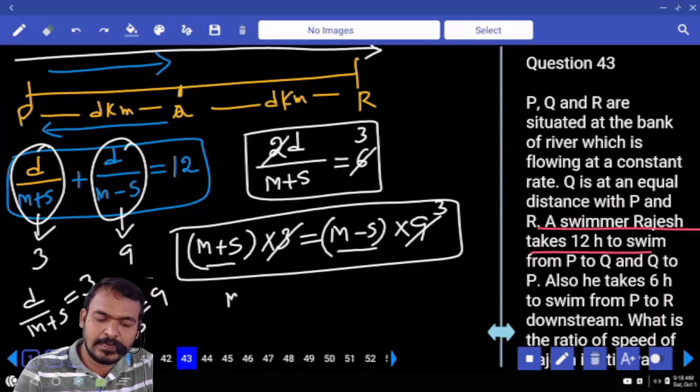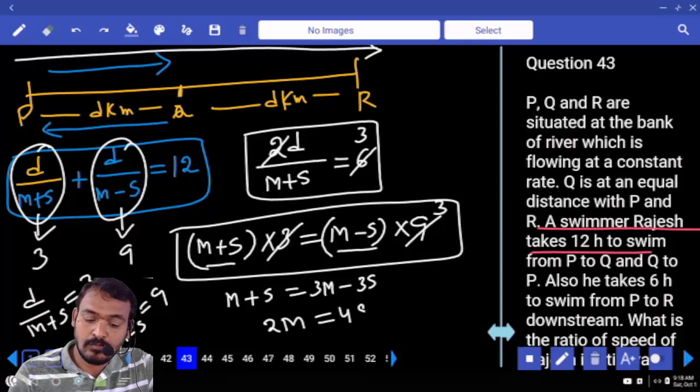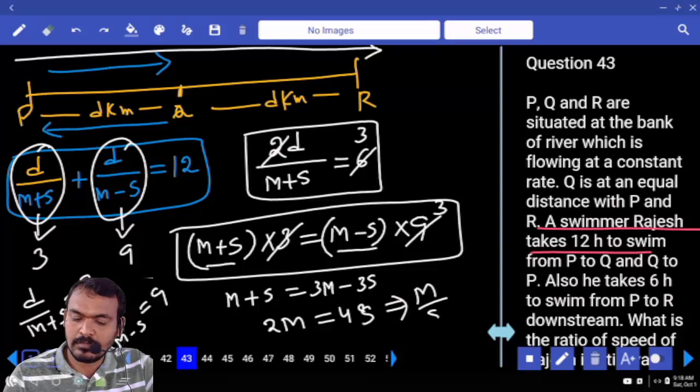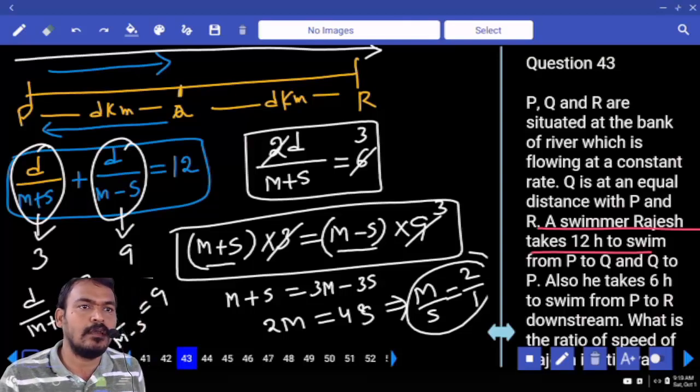What is the left hand side? M plus S. Right hand side 3M minus 3S. Okay. This one we wrote, 2M equal to how much? 4S. Then M by S equal to 2:1. Okay.